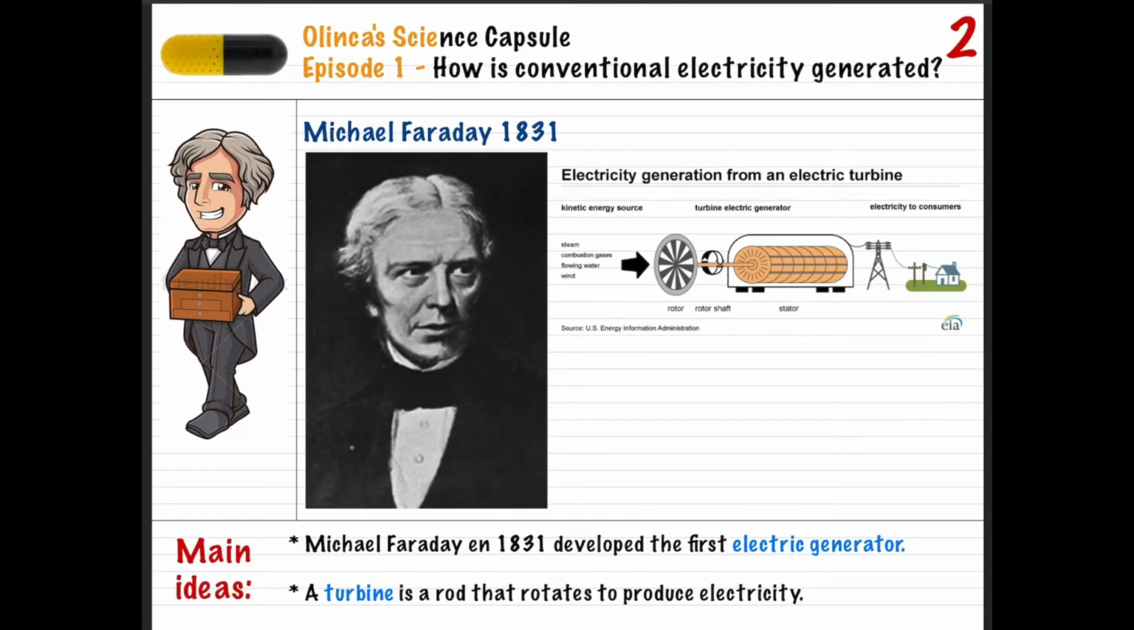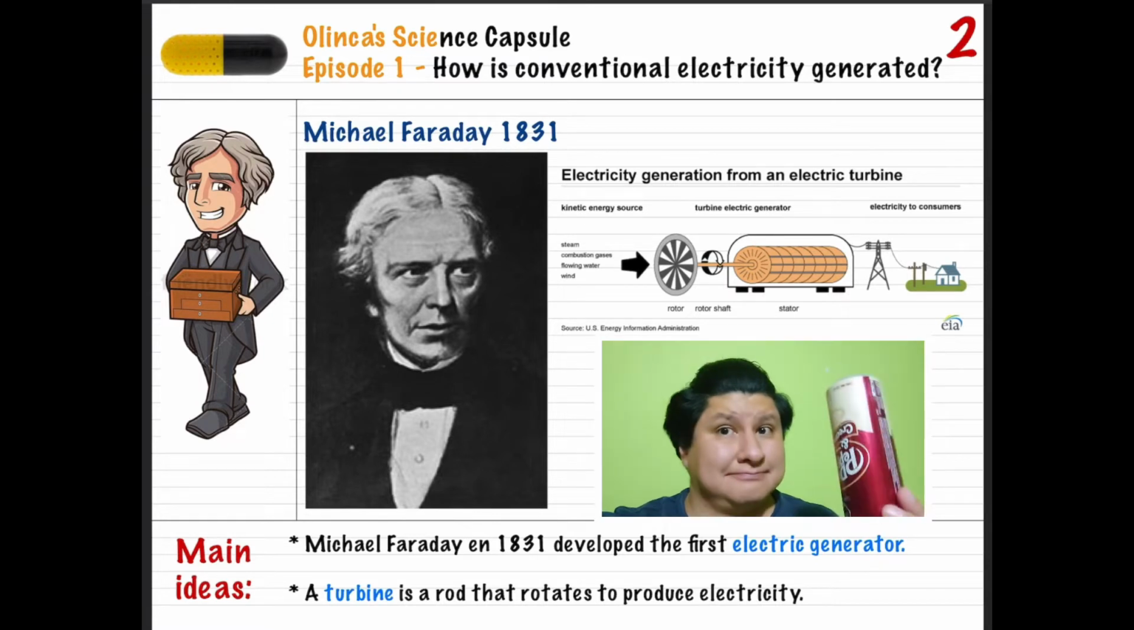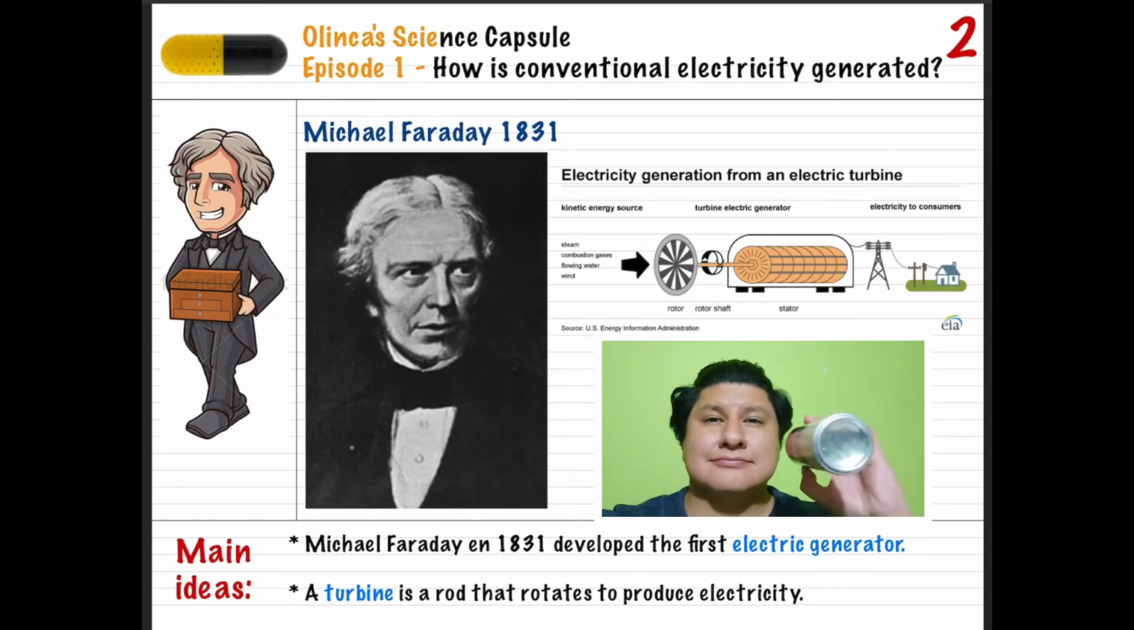Most of the electricity that is produced around the world is based on a scientific invention by Michael Faraday, this guy here, in 1831. This invention is called an electric generator. You can see a simplified diagram for an electricity generator here. This is the diagram. And one of its main parts is a turbine. A turbine is a rod or cylinder, very much like the one I'm holding in my hands right now, only much larger, that rotates to produce electricity.